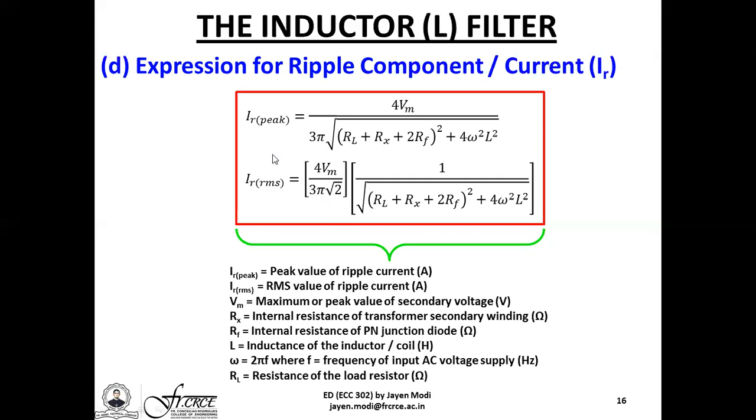The reason is that the current variations are perfectly sinusoidal. And since they are completely sinusoidal, the RMS value can be obtained from the peak value by simply dividing by the value root 2. So here it is 4 Vm upon 3 pi root 2, the whole term multiplied by 1 upon square root of (RL plus Rx plus 2 RF) the whole term square, plus 4 into omega square into the value L square.